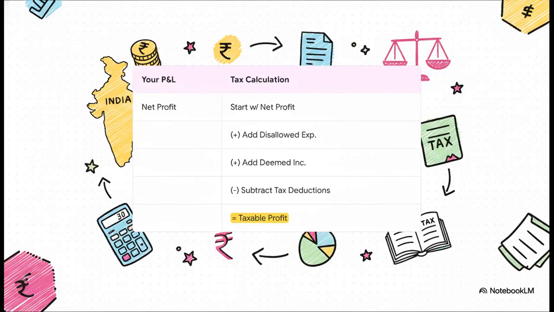So let's bring it all home and look at our tax funnel one last time. It's a simple formula. Start with that net profit from your books. Then you add all those disallowed expenses. You add on any deemed incomes, and finally, you subtract the tax deductions you're allowed, like depreciation. And what drips out the bottom of that funnel? That is your actual taxable business profit. That's the number that matters.